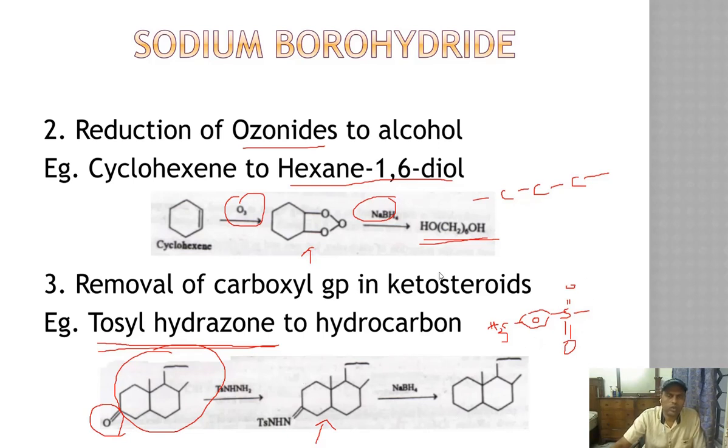So you have to convert the ketone to the tosyl hydrazone, and then you are removing this ketonic group using this tosyl hydrazone. So first you convert it, then you are going to remove this whole thing. You remove this whole thing using the sodium borohydride.